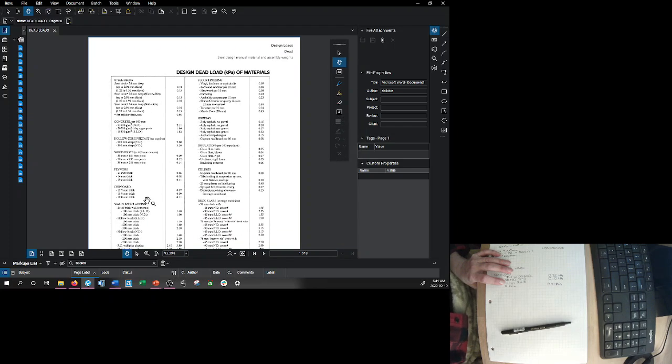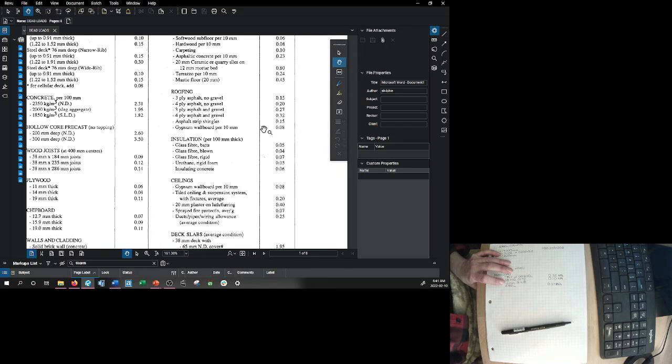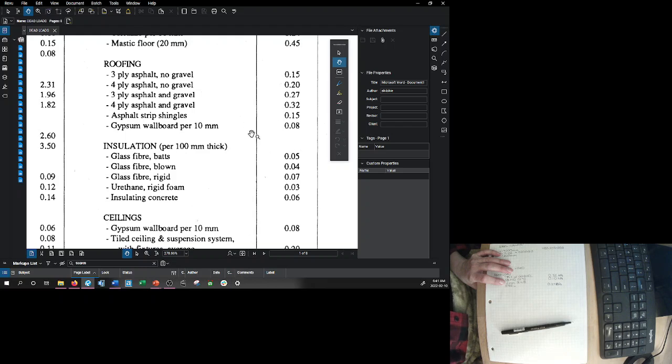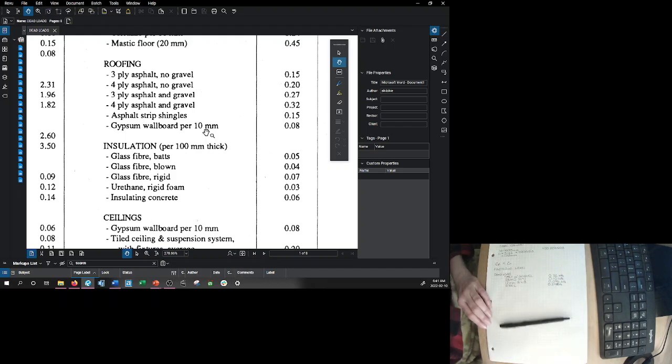So gypsum wallboard shows up in a few places on this, but look right here, there's one in roofing where it says 0.08 kPa per 10 millimeters. We have 12 millimeters of it. So I'm just gonna, 1.2 times 0.08 gives us 0.096 kPa.